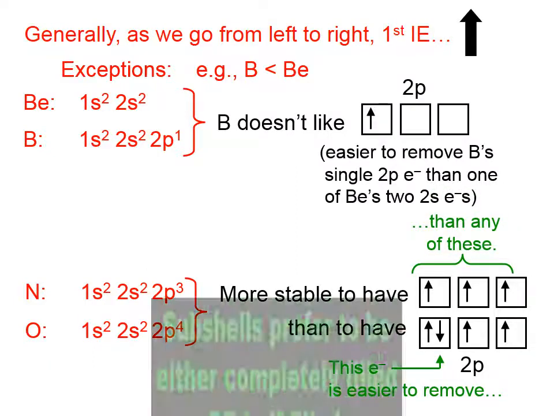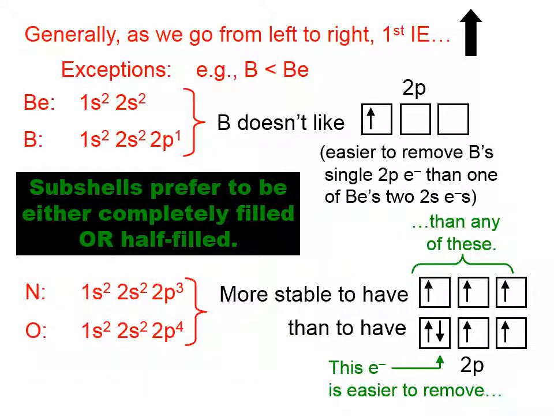If we want to summarize this, here's how we're going to do it. We're going to say that subshells prefer to be either completely filled or half filled. In the case of boron, we've got kind of a spare electron just dangling in the 2p orbitals, so it's a little bit easier to knock that one out. Similarly, down here with oxygen, we've got this 4th electron that's, pardon the expression, acting like a 5th wheel, and it makes it a little bit easier for us to knock that one out. Subshells prefer to be either completely filled or half filled.